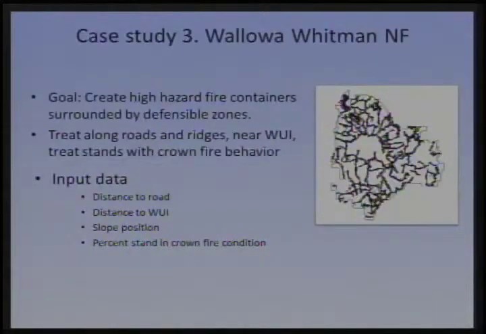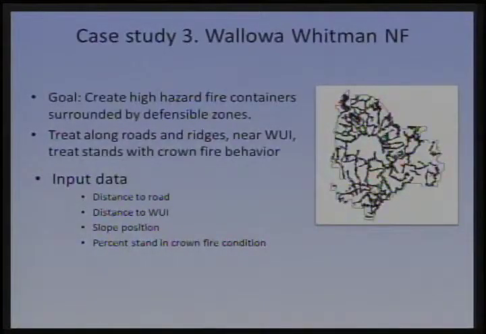Another case study on the Wallowa-Whitman: they said they wanted to create high hazard fire containers surrounded by defensible zones. They wanted to treat along roads and ridges near the wildland urban interface and treat stands with crown fire behavior. So the input data was distance to road, distance to WUI, slope position, and percent stand in crown fire condition. And the idea was to create this high hazard fire container picture that I showed earlier.